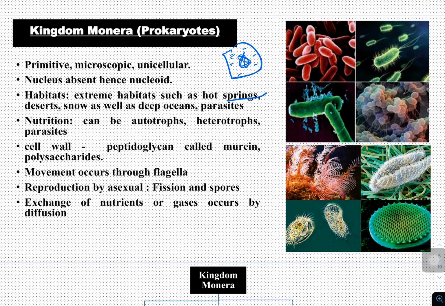Their mode of nutrition is that they may be autotrophs or they may be heterotrophs, or sometimes they may be parasites also. Autotrophs are the organisms which prepare their own food material either by undergoing photosynthesis or by undergoing chemosynthesis. Heterotrophs depend upon other organisms. Parasite is living inside the body of other organisms. So all these are the different modes of nutrition of Monerans.